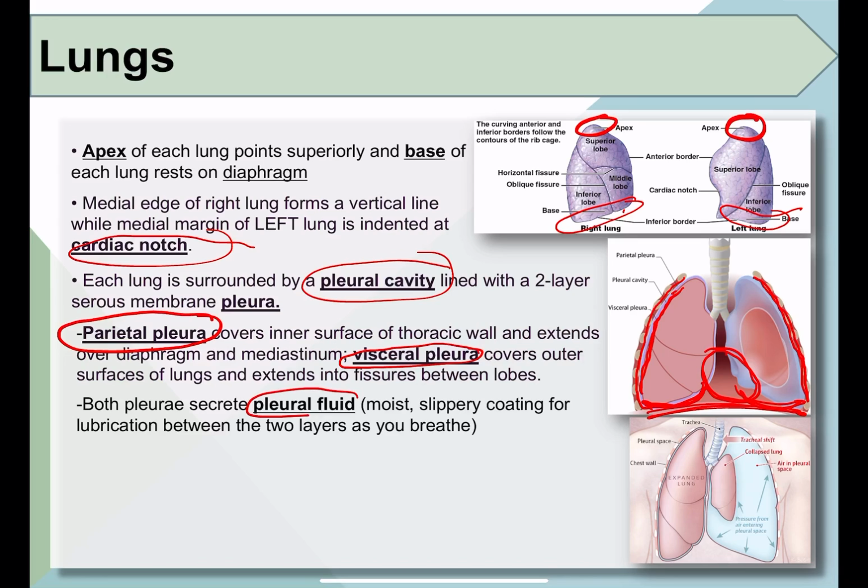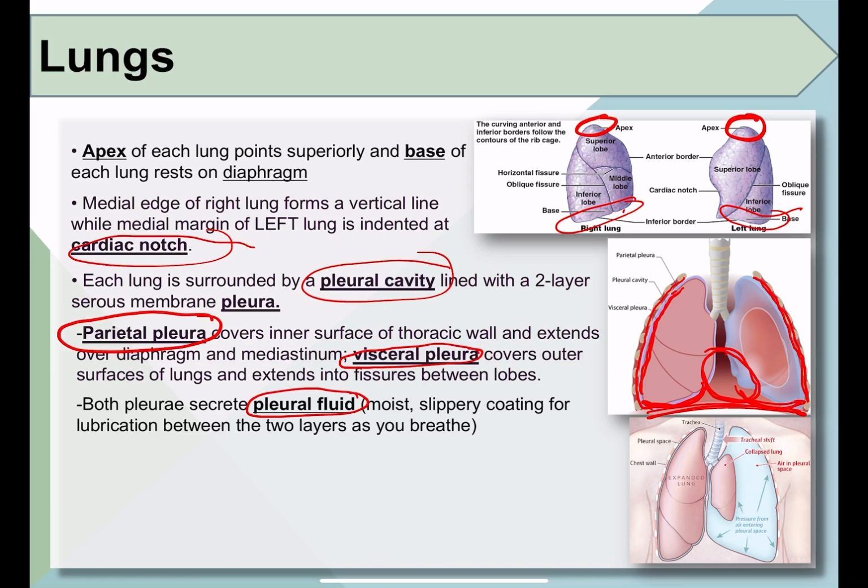That pleural fluid provides a slippery surface for lubrication between the two layers when we are breathing, just like how pericardial fluid helps lubricate every time your heart moves against other tissues when it beats. Our lungs are the same way. Our lungs have to expand and recoil, and that double membrane with pleural fluid is what prevents our lungs from rubbing against other tissues when we breathe, and it also serves a very important purpose that I'll talk about in a bit.